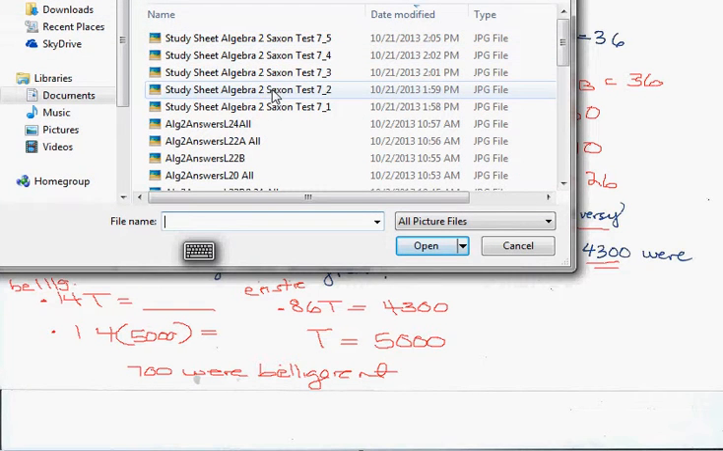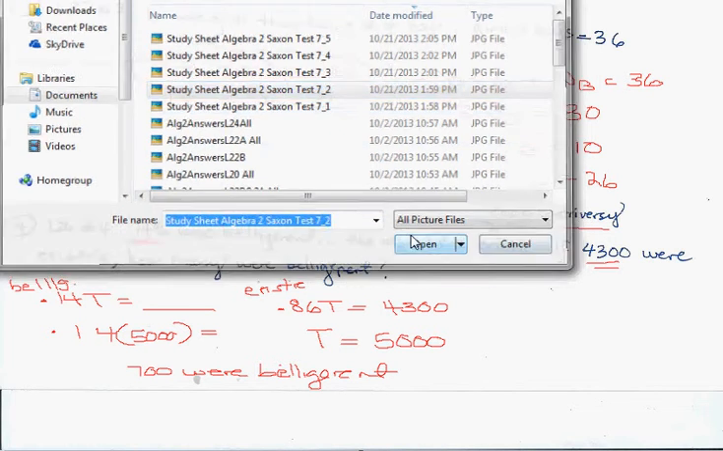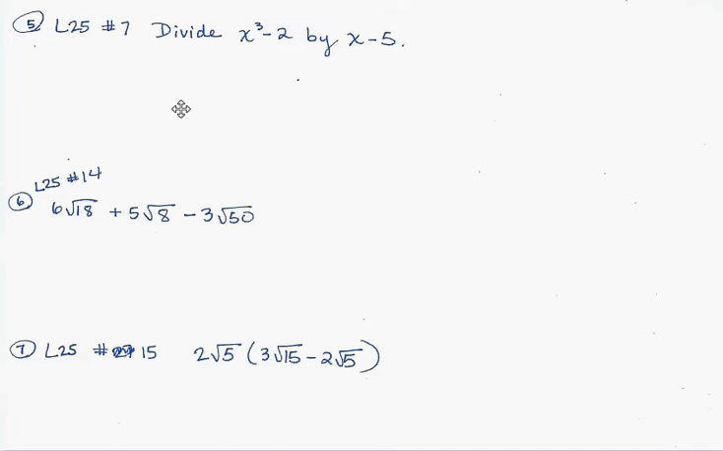And this is study sheet number 2. Alright, now we're done with word problems. Let's move on to problems with variables and numbers. So we're going to divide x cubed minus 2 by x minus 5. Keep in mind we have to include placeholders. So we have x cubed. We don't have any x squared, so I'm going to put a placeholder in. We don't have any x's, so I'm going to put a placeholder in. And then we have minus 2.